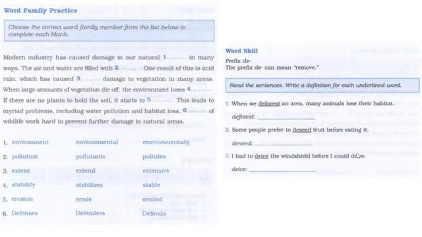So to ice это замораживать, de-ice это размораживать. Okay.